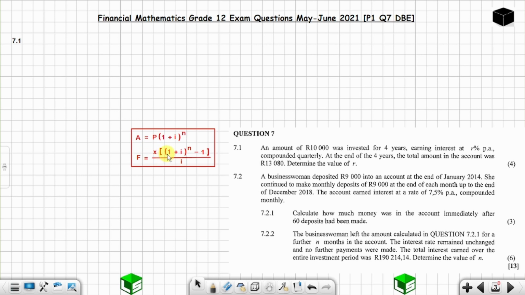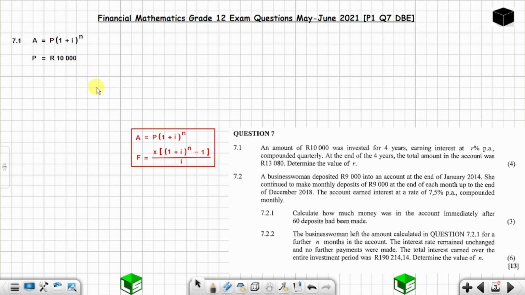You can see when you read the problem that 10,000 is invested only once off. 10,000 is deposited and left to grow for 4 years. So you are going to use the first formula. Now, P is the initial amount, which is 10,000. P is equal to 10,000.